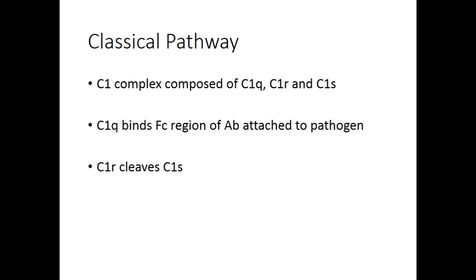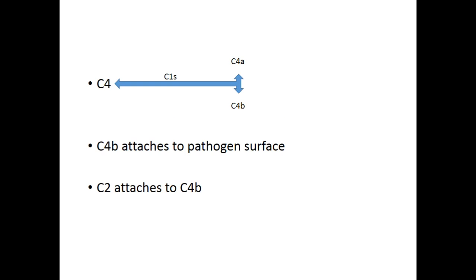And when C1q binds to the constant region, the Fc region, of an antibody which is attached to a pathogen, or if C1q binds to the pathogen by itself, C1r, the small fragment, gets activated, and the activated C1r will cleave the other smaller fragment, that is C1s. The C1s is a protease when it is activated, and the C1s will cleave another protein, C4. C4 is cleaved by C1s into C4a and C4b.